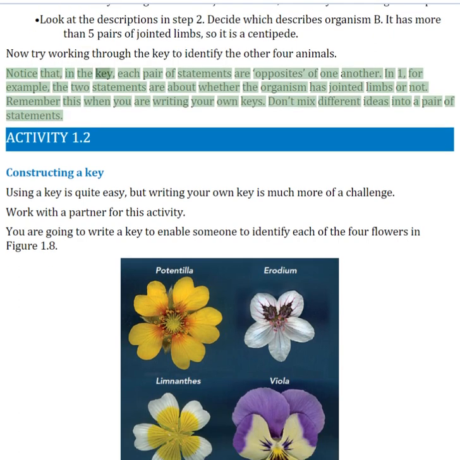Notice that, in the key, each pair of statements are opposites of one another. In 1, for example, the 2 statements are about whether the organism has jointed limbs or not. Remember this when you are writing your own keys. Don't mix different ideas into a pair of statements.